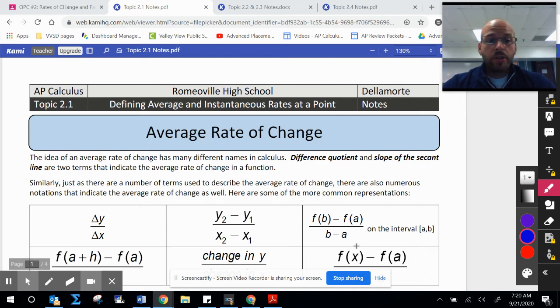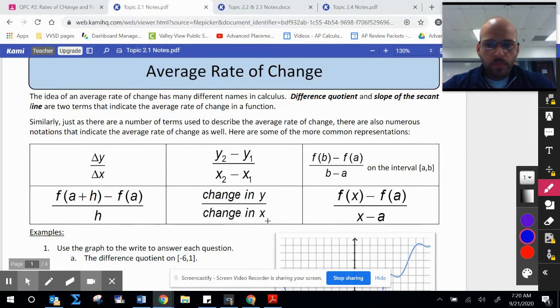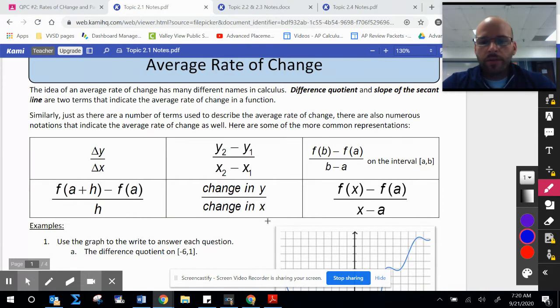Hello. Today we're going to talk about topic 2.1, defining average rate of change and instantaneous rate of change at a point. Okay. So below, we're going to be talking about a variety of rates of change.